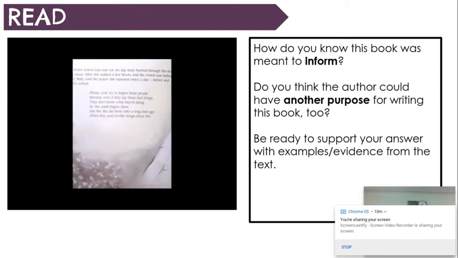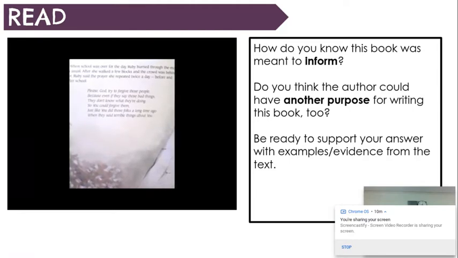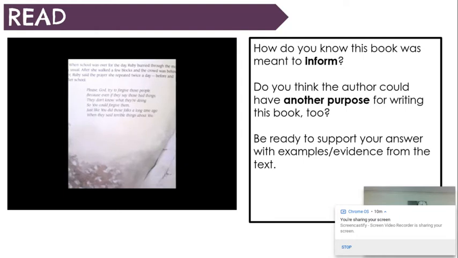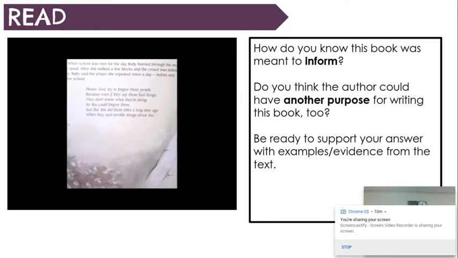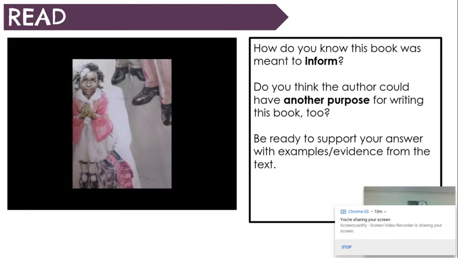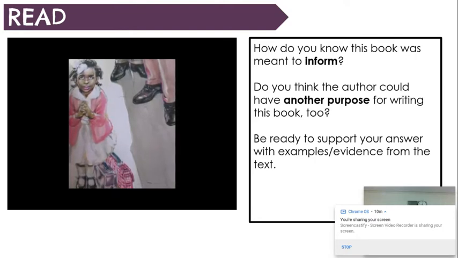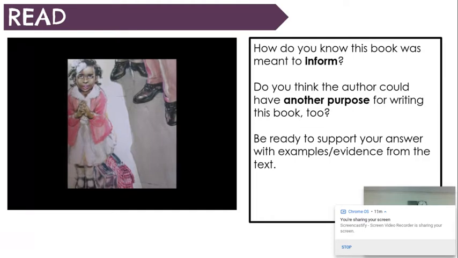When school was over for the day, Ruby hurried through the mob as usual. After she walked a few blocks and the crowd was behind, Ruby said the prayer she repeated twice a day, before and after school. "Please, God, try to forgive those people, because even if they say those bad things, they don't know what they're doing. So you could forgive them, just like you did those folks a long time ago when they said terrible things about you."